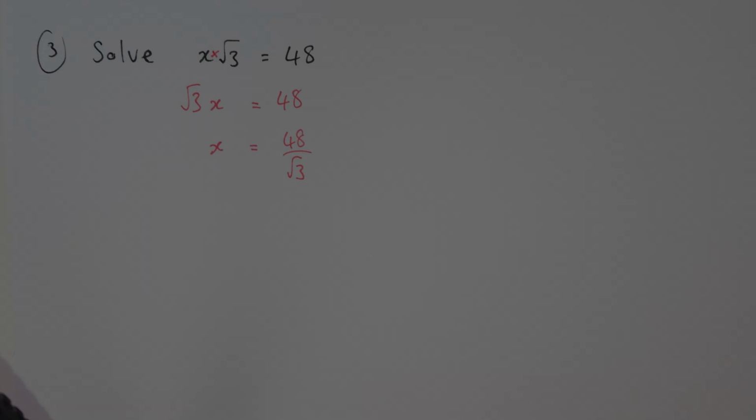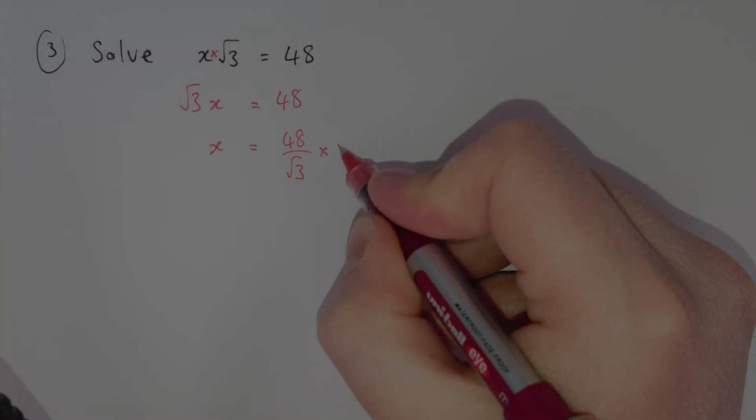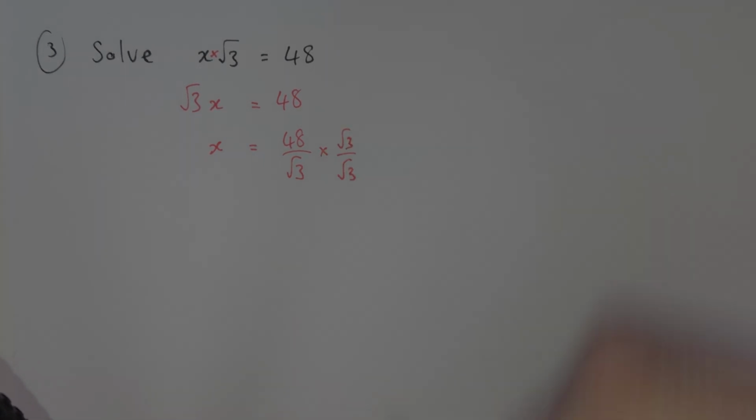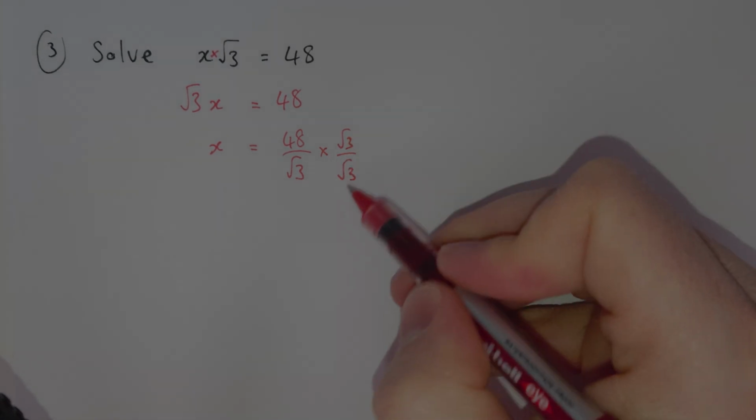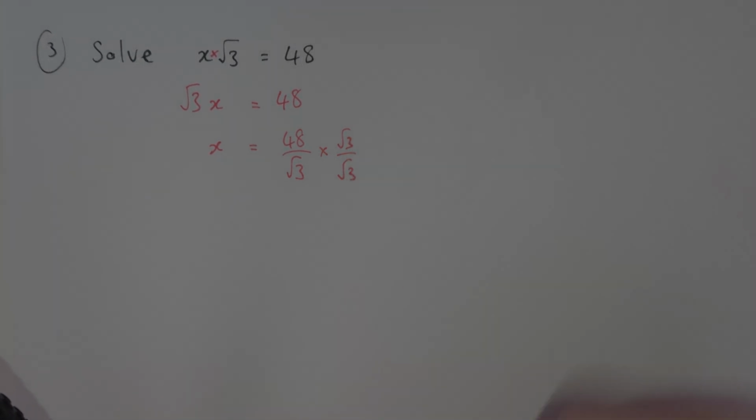We don't like to have surdy bottoms. Whenever you have a surdy bottom, we do something called rationalising. So I think a good idea here would be to times top and bottom by root 3, which is completely fine because that is just 1. If you multiply anything by 1, it stays the same. So I'm doing the same to the top and the bottom. Multiply top and bottom by root 3.